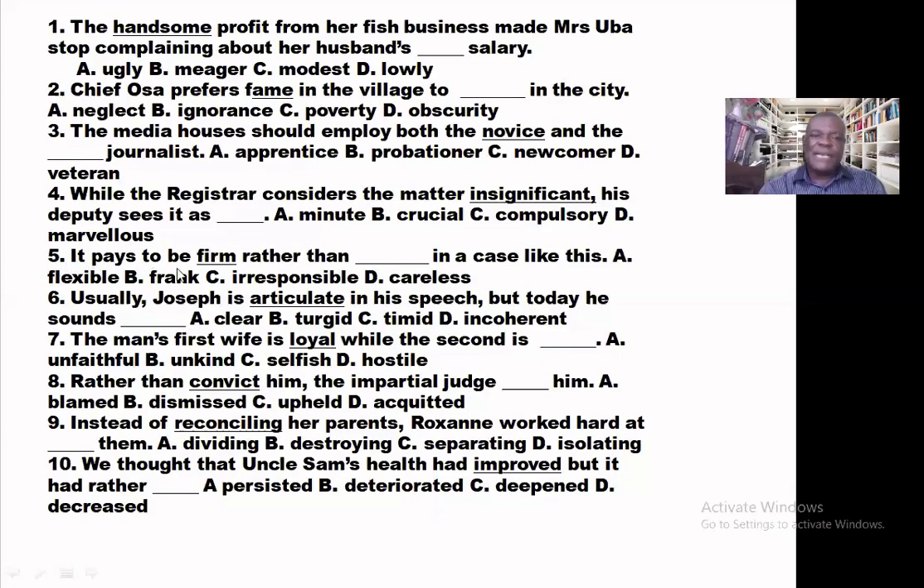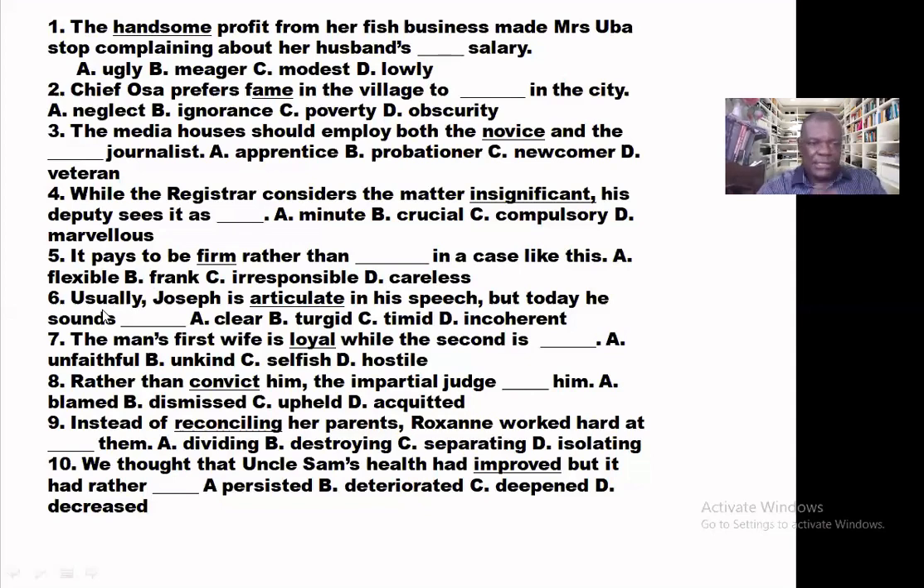Number 5, it pays to be firm rather than dash in a case like this. If you are firm, you are rigid. A, flexible, and that's actually the answer. The opposite of firm or rigid is flexible, you know, easy to bend or to change or reconsider. All right? B is frank, no. C is irresponsible, no. D is careless, no.